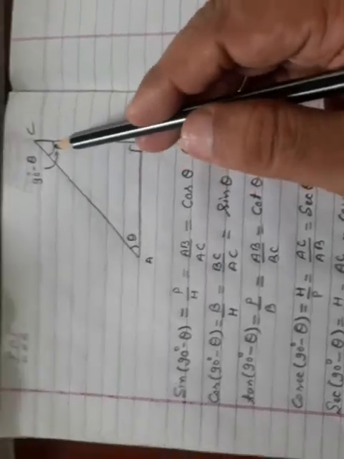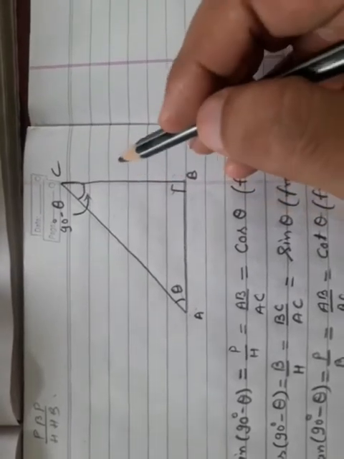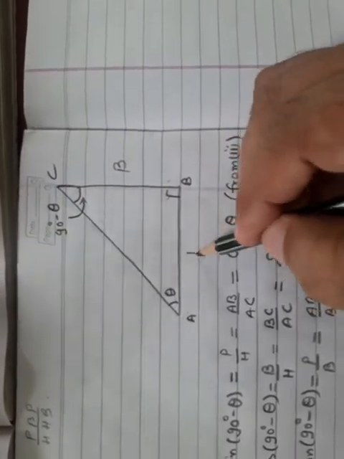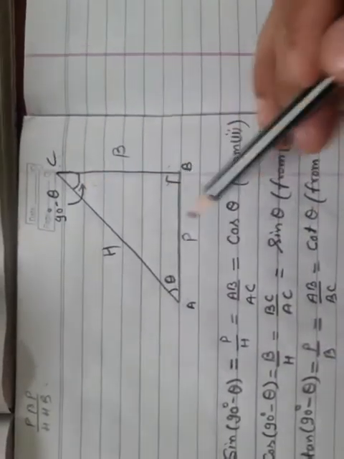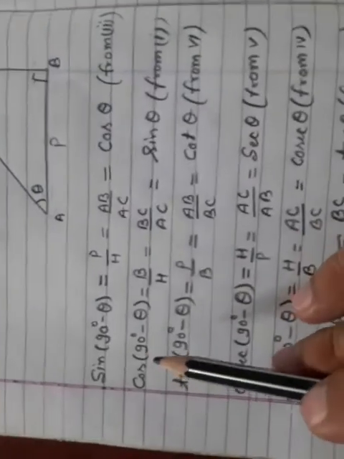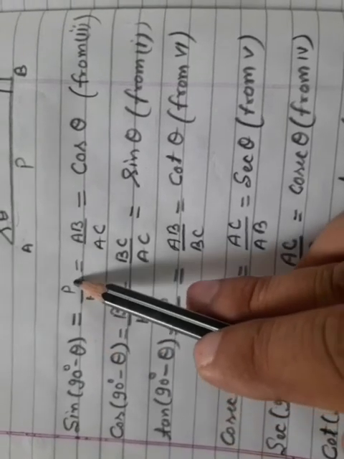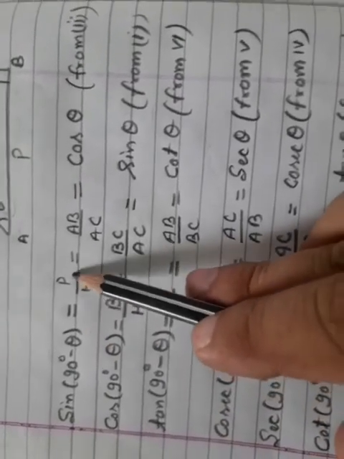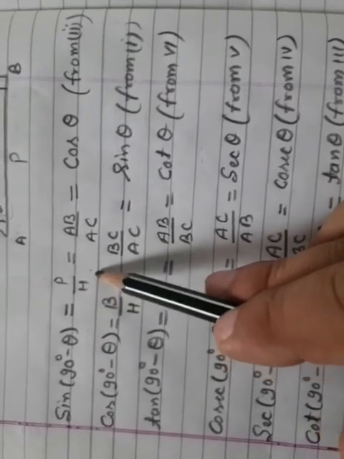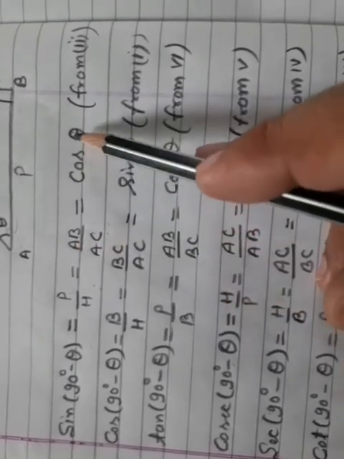Now here, we change this one. Now take here the complementary angle, so this angle is C. For the angle C, this one is the perpendicular, this one is the base, and this one is the hypotenuse. Now look at sine 90 minus theta. Sine 90 minus theta is P by H, perpendicular upon hypotenuse, AB upon AC. So AB upon AC is cos theta.